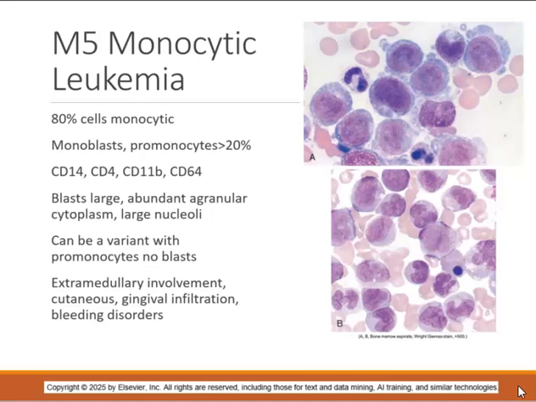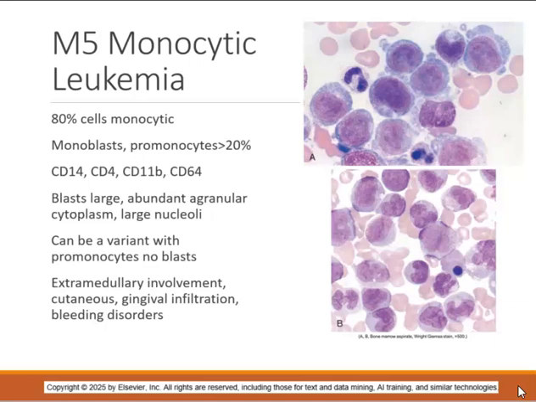So the blasts are large. They really don't have granules now. Big nucleoli, very monocytoid, cerebriform looking nucleus. Like we talked about, there can be a variant. There was an M5A and M5B. The B is more where they're promonocytes and really not blasts present.